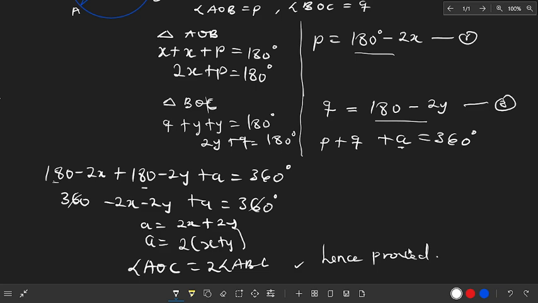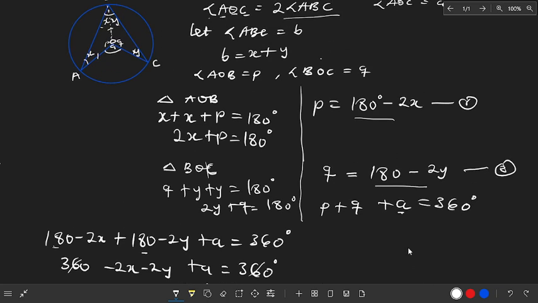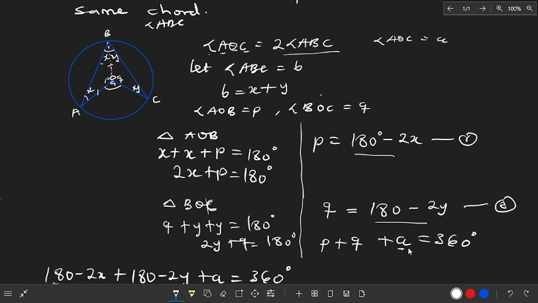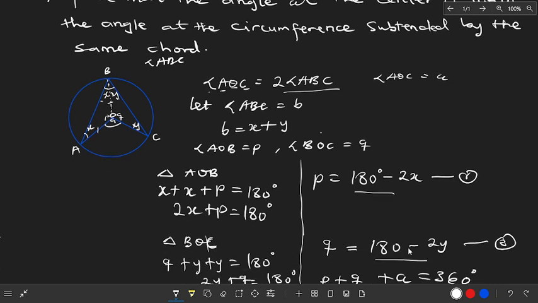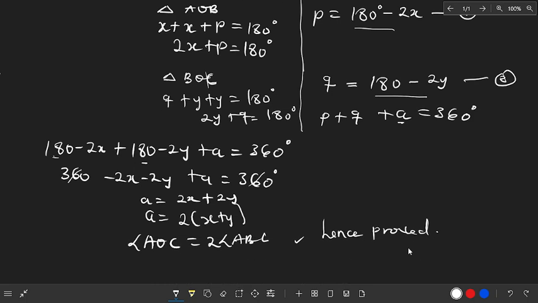So this is what we wanted to arrive at. That is the proof for that. It means that the angle at the center is twice the angle at the circumference, subtended by the same chord, and the proof tells us this.